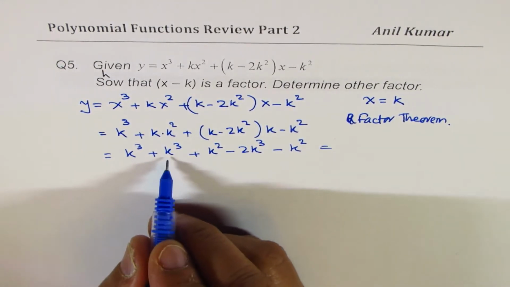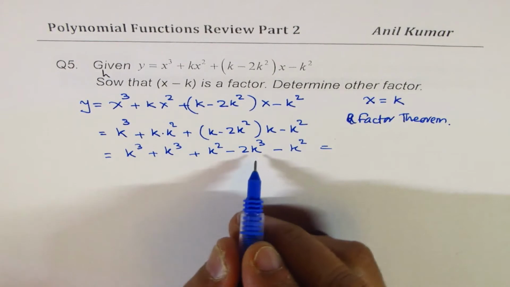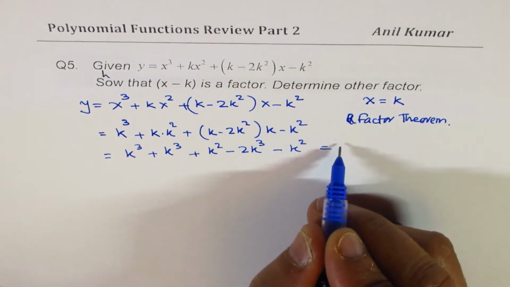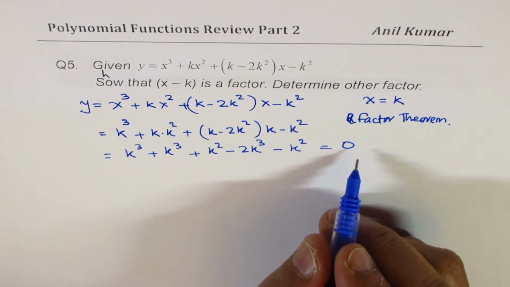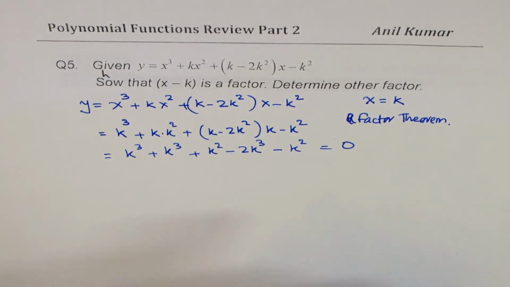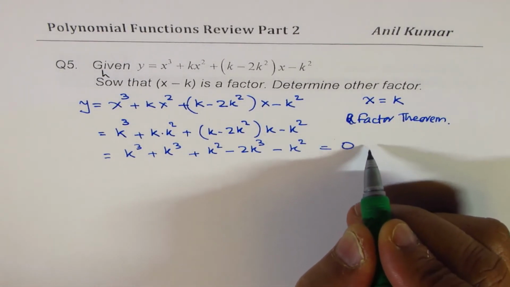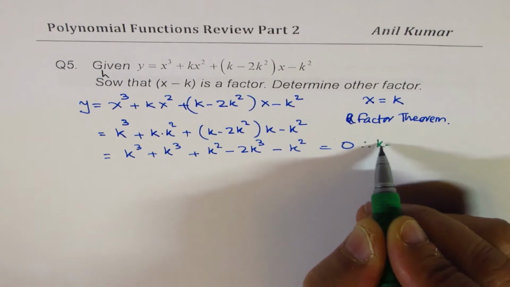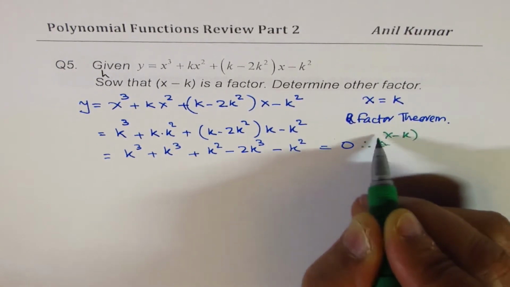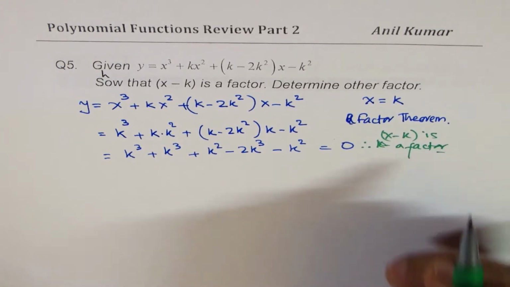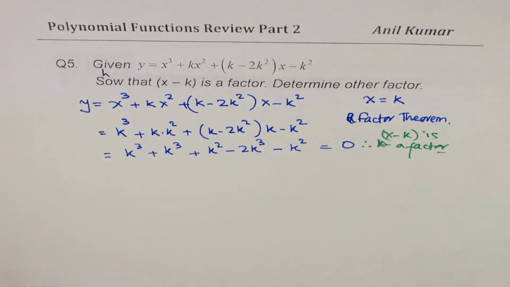So k cube plus k cube is 2k cube minus 2k cube is 0, and k square minus k square is also 0. So that shows that x minus k is a factor, correct? So we have shown that, so therefore x minus k is a factor, correct? Now let's find the other factor, which is part 2 of this question.